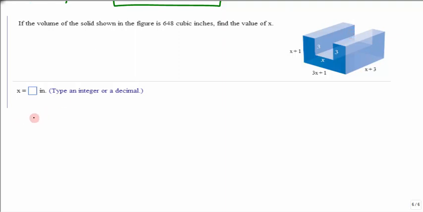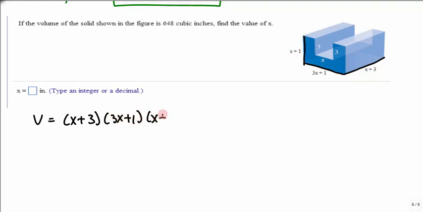So let's go ahead and start with the idea of the volume. The formula for volume is length times width times height. So if we wanted to, we could call this the length, x plus 3. The width is out front, would be this 3x plus 1. And then the height is over here on this side, x plus 1. Well, that's if I was finding the volume of the entire piece, but I need to subtract out this section right in here that goes all the way to the back. So let's go ahead and find the volume of that piece, and then we'll section that out.